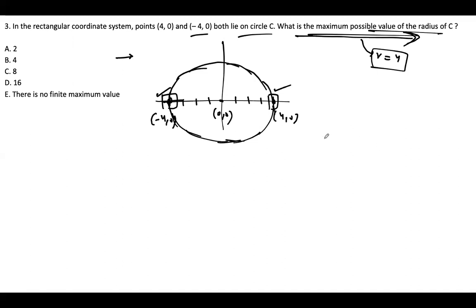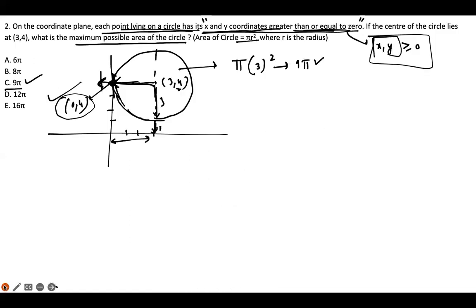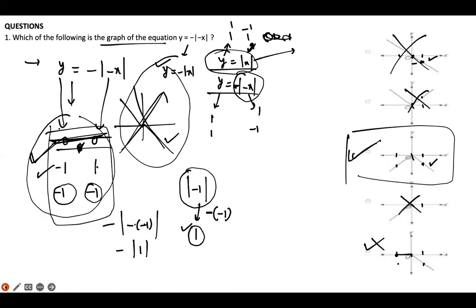But this is just a possibility, right? Can't the circle be like this? 2 points are there. Who told you that this is the diameter? Yeah, that makes sense. Can't the circle be like this as well? We have just discussed this. I think we have missed out on that.